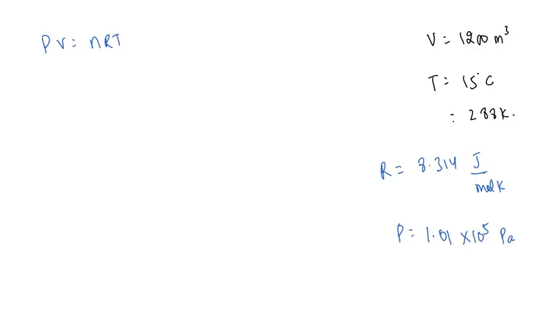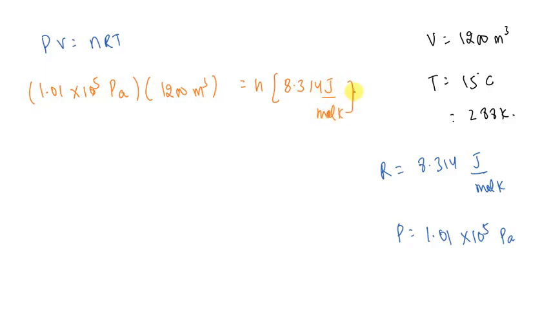We can plug it here to calculate the number of moles. From that we can calculate the mass of air. So pressure we have 1.01 times 10 to the power 5 Pascal, multiplied with volume, 1200 meter cube, equals the number of moles we have to calculate, and R we know is 8.314 joule per mole Kelvin, times the temperature 288 Kelvin. So from here we'll get the number of moles as nearly 5.076 times 10 to the power 4 moles.